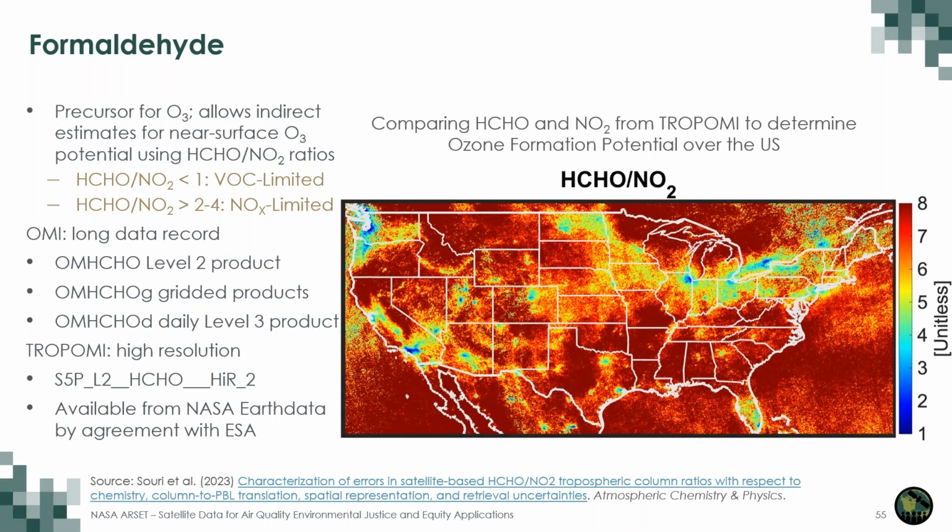While we can't observe near-surface ozone with satellites, by using the ratio of formaldehyde to NO2 from the satellite data, we can take a look at whether different regions are in the so-called VOC-limited or NOx-limited regimes in terms of ozone formation, which has important implications about what kinds of policies might be more effective in reducing ozone pollution in those different areas. Again, OMI provides the longer data record for formaldehyde, while TROPOMI provides more recent, higher spatial resolution data sets, with TROPOMI data being available by NASA through an agreement with the European Space Agency.